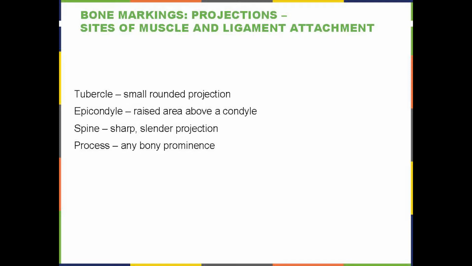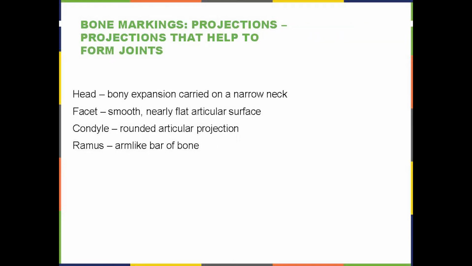So then we have the head, which is a bony expansion. So we have a head on the humerus, a head on the femur. Facets are found in the vertebrae. The condyle is a rounded articular projection. A ramus, like this is the mandibular ramus right here. So it's an arm-like or bar bone.